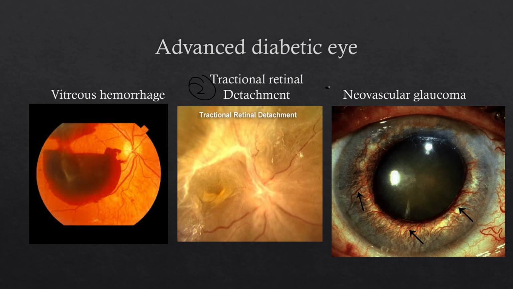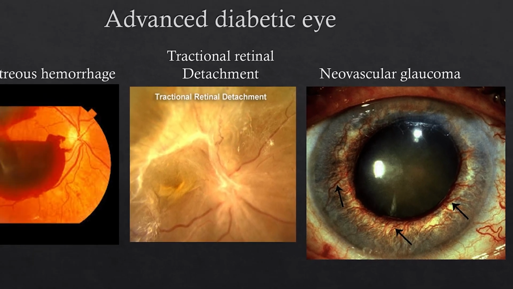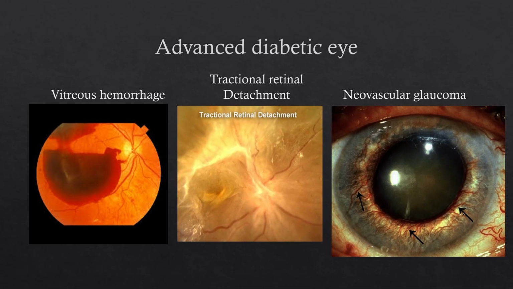And finally, we have neovascular glaucoma. Now, you'll say, like, what is glaucoma doing over here? Now, look at this picture. We have the iris, and look, it's not like the normal iris that you see. This iris has lots of vessels formed. Look at the arrows that I've drawn. Now, these blood vessels occlude the angle, okay?